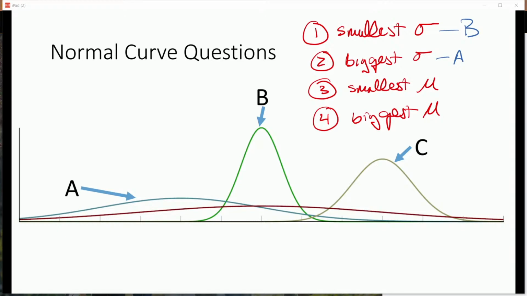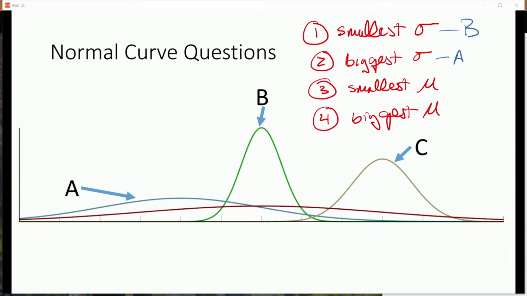We have the mean. So Marlon, which one of these has the smallest mean? So you're looking at the middle of the curve. So I think I misheard you. So the middle of A is right here, the middle of B is right here, and the middle of C is right there. So which one, I think I missed, which one did you say?